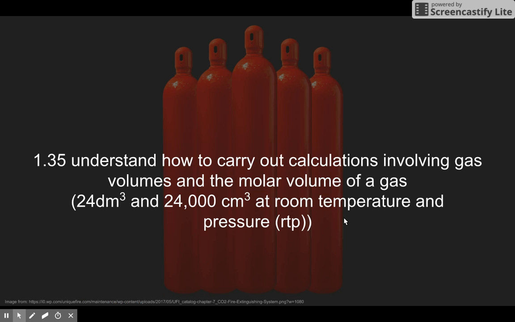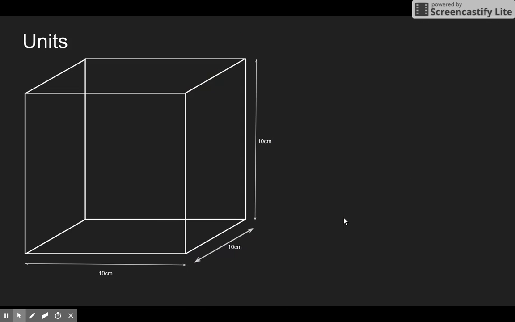Okay, so we're going to have a look at moles calculations, particularly with volumes of gases. First thing to consider is units. I've drawn here a cube, and that cube is 10 centimeters by 10 centimeters by 10 centimeters, which means 10 by 10 by 10 is 1,000 centimeters cubed, and we know that's a litre.